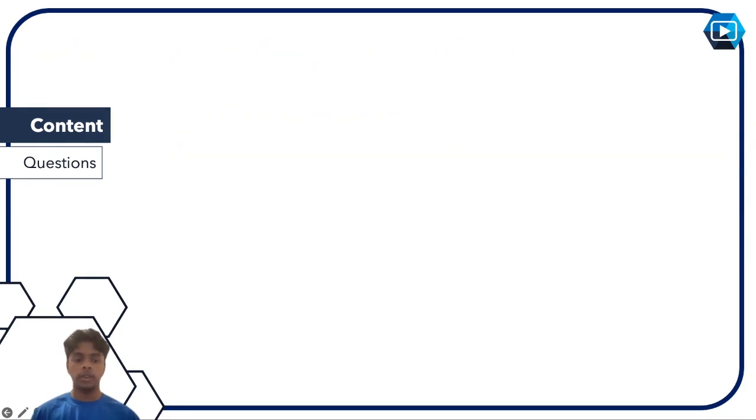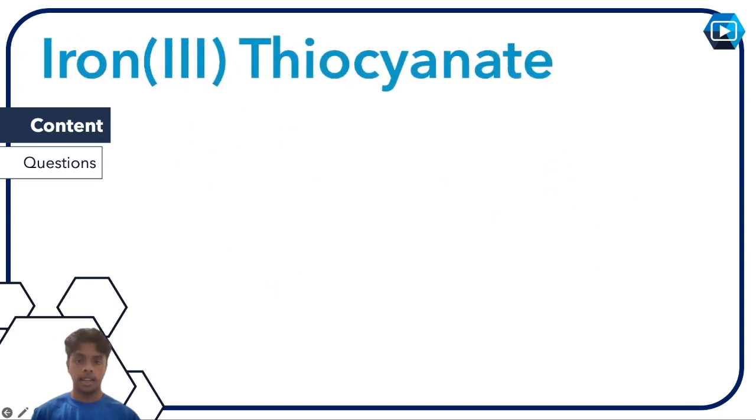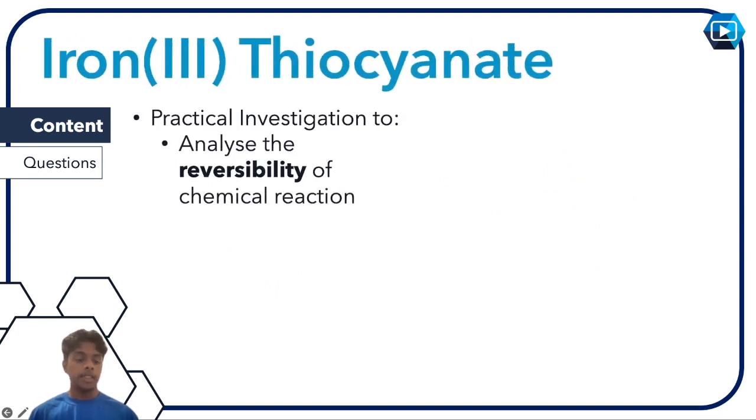The next example that we can look at is iron 3 thiocyanate. Again, this is part of that module where we look at practical investigations to analyze the reversibility of chemical reactions. In this case, there aren't any additional concepts that we need to know, but this particular reaction does come back later on and we'll need to study it as well. So this is the reaction: iron 3 plus and thiocyanate minus turn into iron 3 thiocyanate 2 plus. Iron 3 plus is yellow in color, thiocyanate is clear, and iron 3 thiocyanate is deep red. So again, we can observe color changes there.